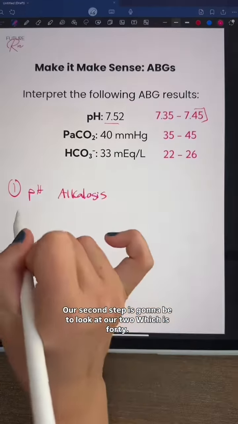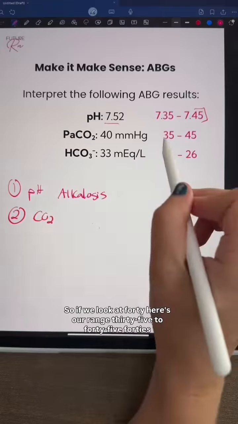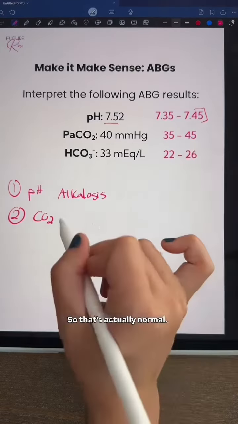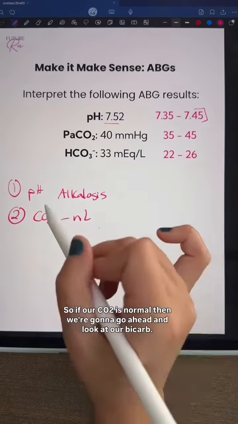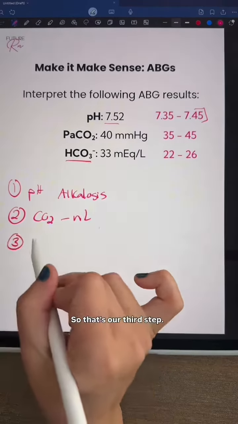Our second step is going to be to look at our CO2, which is 40. So if we look at 40, here's our range, 35 to 45, 40 is right in the middle. So that's actually normal. So if our CO2 is normal, then we're going to go ahead and look at our bicarb. So that's our third step.